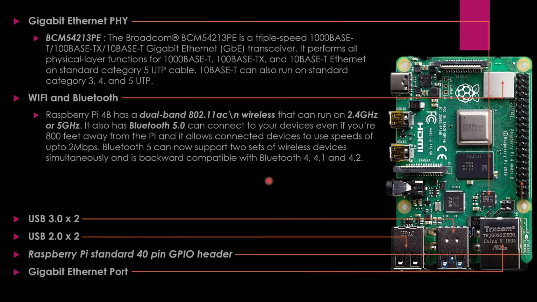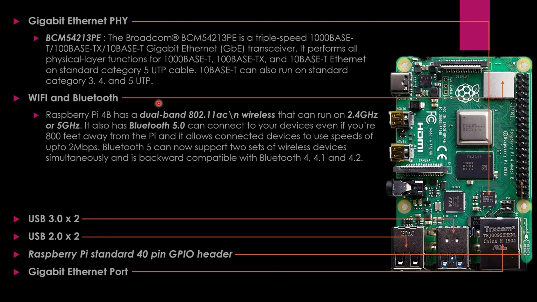Raspberry Pi Model 4B also has Gigabit Ethernet PHY card on its board, which is BCM54213PE. This chip from Broadcom is a triple speed 1000 base T, 100 base TX, 10 base T Gigabit Ethernet transceiver integrated into a single chip. It performs all physical layer functions for all these three speeds on standard category 5 UTP cable. It combines digital adaptive equalizers, ADCs, PLLs, encoders, decoders, echo cancellers, crosstalk cancellers, and all required support circuitry as well.